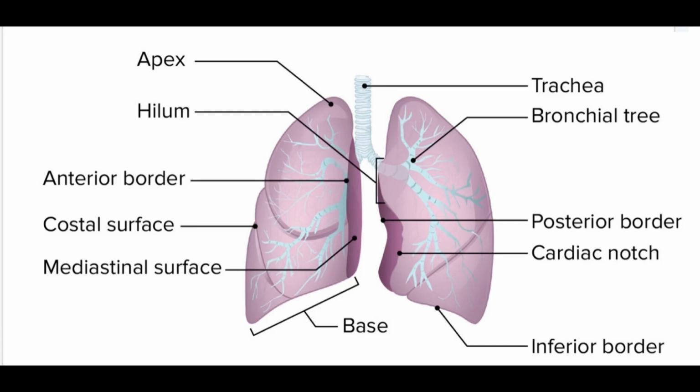Now this costal surface is large and convex, okay? And it is in contact with the costal pleura and its overlying thoracic wall. While the medial surface, as I said initially, has two parts, the vertebral part or the posterior part, and the mediastinal part or the anterior part.